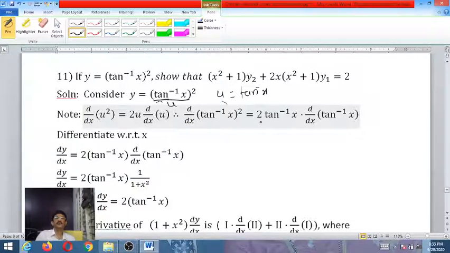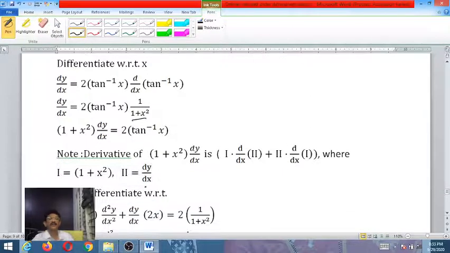So 2 tan inverse x into the derivative of tan inverse x, right? Come to this one. What is the derivative of tan inverse x? It is 1 by 1 plus x square, right? Whenever you have a denominator here, you always cross multiply. So this 1 plus x square is multiplied here. So 1 plus x square into this equals this.